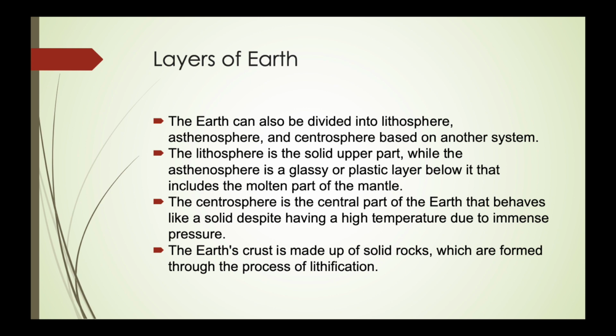The Earth can also be divided into lithosphere, asthenosphere, and centrosphere based on another system. The lithosphere is the solid upper part, while the asthenosphere is a glassy or plastic layer below it that includes the molten part of the mantle. The centrosphere is the central part of the Earth that behaves like a solid despite having a high temperature due to immense pressure. The Earth's crust is made up of solid rocks, which are formed through the process of lithification.